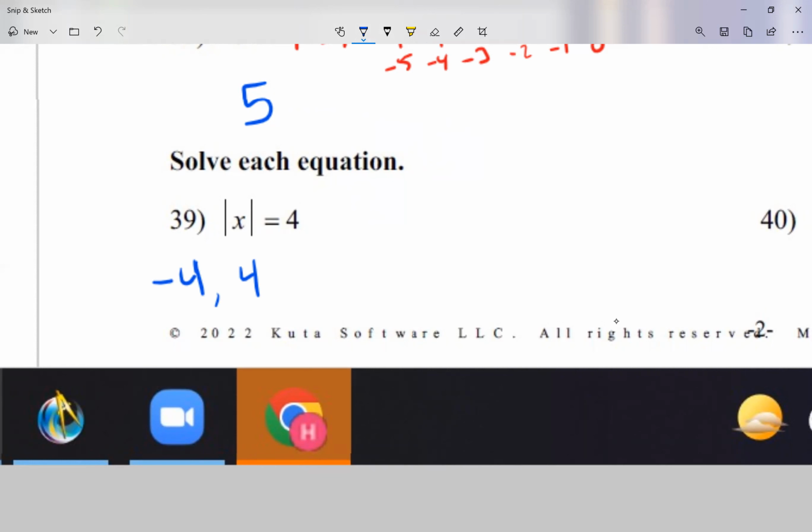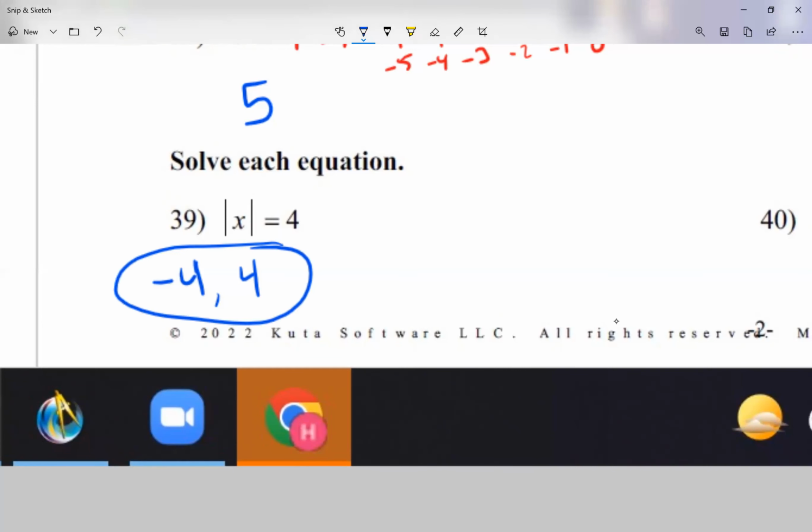Absolute value means make it into positive, but I have to consider it was negative to begin with or it was positive to begin with. I have to consider both cases. So -4, positive 4. There's two answers. Make sure you guys list them in order from small to large. Negatives are smaller than positives.